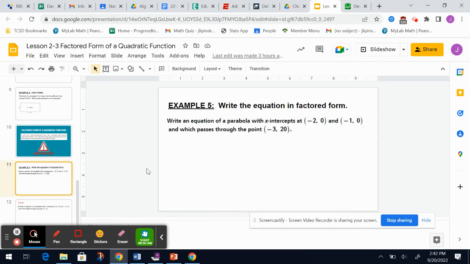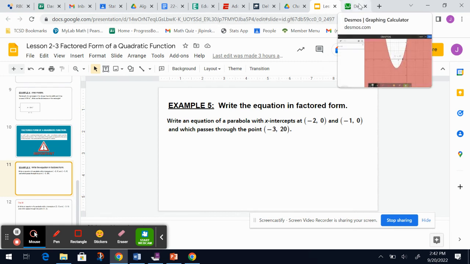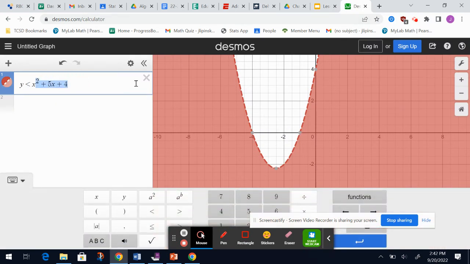And then the last thing, we did these problems, we're going to use linear regression. It says write an equation of a parabola with x-intercepts at (-2, 0), (-1, 0), and passes through the point (-3, 20). We're going to plug this into Desmos, okay? -2, -1. So how do I plug that into Desmos?